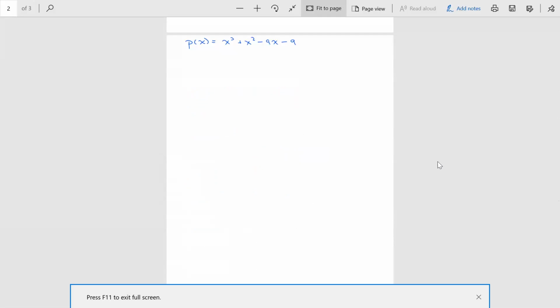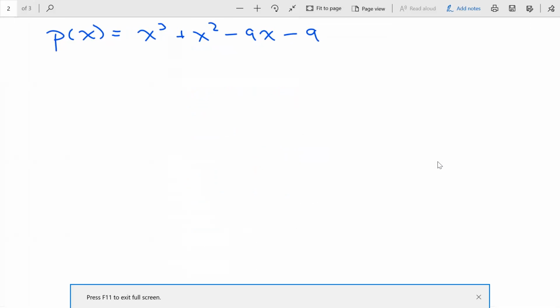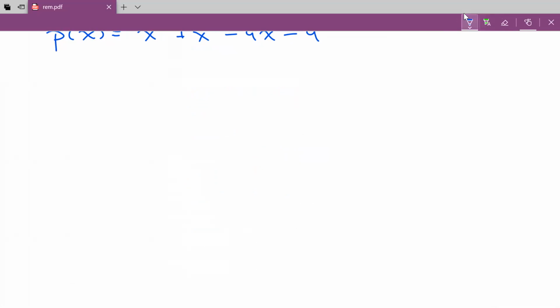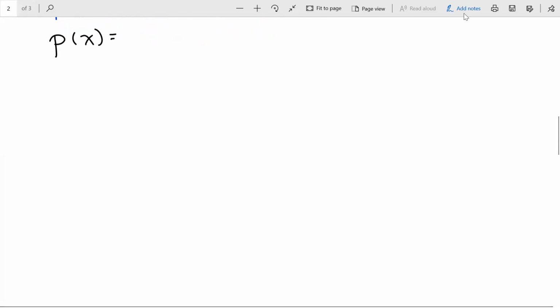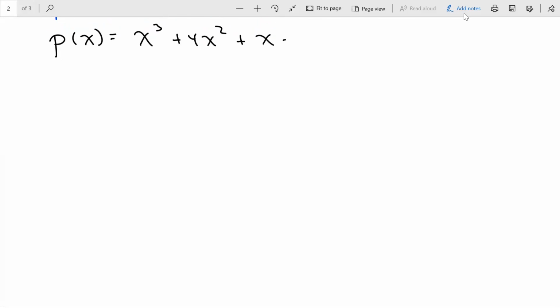Okay, in the last lesson, we looked at a polynomial like this, and we did some long division and synthetic division. Let's take a look at a new polynomial. We'll call it p at x, and we will say p at x is x cubed plus 4x squared plus x minus 6. Now, what we want to do here is we want to factor this thing.